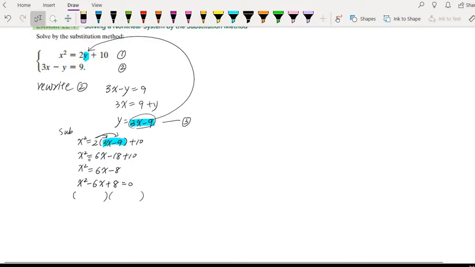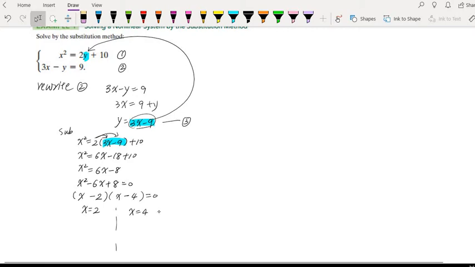So I know it's 2 and 4, because negative 2 multiplied by negative 4 gives you a positive 8, and then negative 2 plus negative 4 gives you negative 6. So we're going to solve this. That will be x minus 2 equals 0, so x equals 2. And then we also have x equals 4.